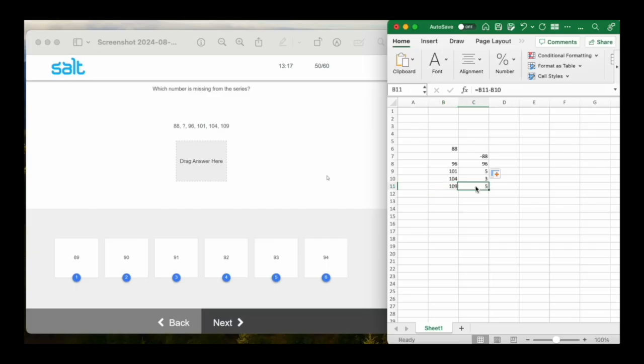So from the bottom, the difference is 5, then 3, and then 5. So I'm going to assume that the number here should be 3 and then 5, which means the pattern from left to right should be plus 5, plus 3, plus 5, and so on.